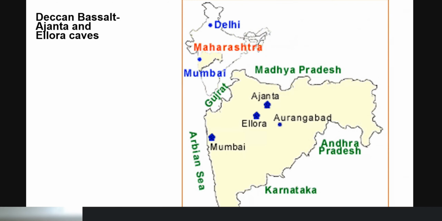Next one is the Ajanta Ellora caves. We will talk about the Deccan basalt next. So you have heard that these are some of the largest monolithic structures or architectural monuments, which are carved from the rock at that particular place.